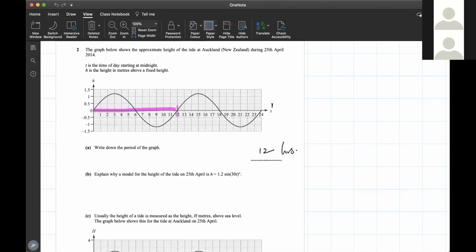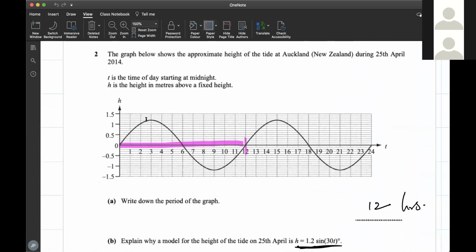Explain why a model for the height of the tidal wave on 25th of April is H equals 1.2. Now you have to write. Remember, last time we were talking about the communication part. You have to explain how the model is given by this equation. For that, if you remember from last time, I identify what is capital M, what is small m. Use your calculator if you're not sure. In this case, let me zoom in, the maximum is 1.2 and the minimum is 1.2, sorry.